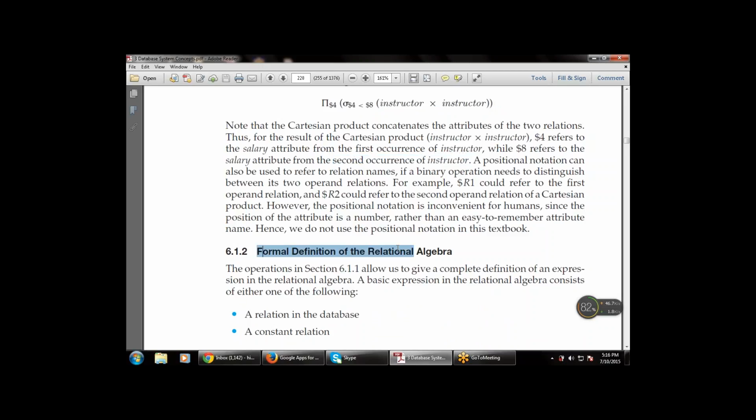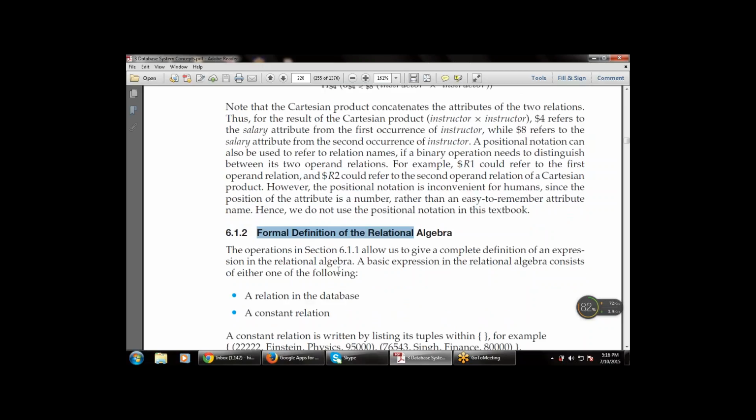Next is the formal definition of relational algebra, that is, how to use relational algebra. The operations in section 6.1.1 allow us to give a complete definition of an expression in relational algebra. A basic expression in relational algebra consists of one of the following: first, a relation in the database, that is, the table used in the database, and second, a constant relation.